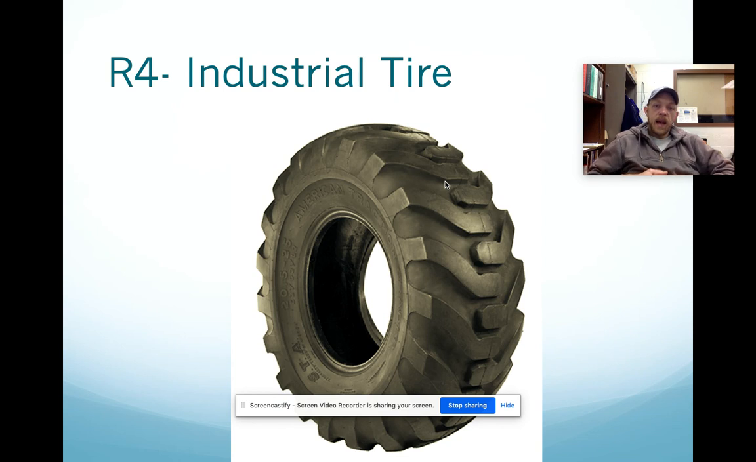But if you are running that machine on concrete and asphalt pretty regularly, they're not going to wear as aggressively as some of those other ag tires would. And it's going to be a smoother ride because those treads are pretty flat.